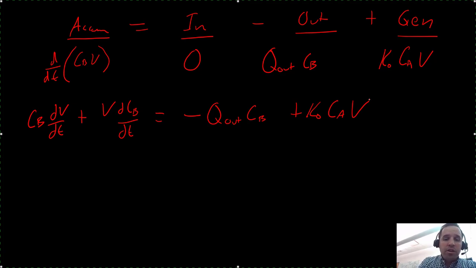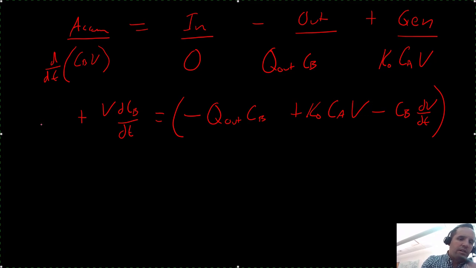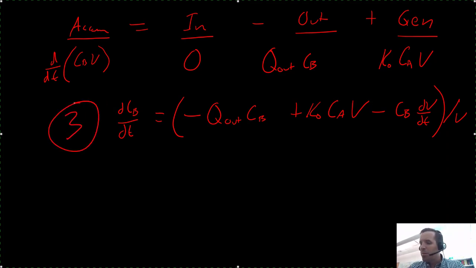All right, so we're going to want to do some similar rearranging here. We're going to subtract this term from both sides, and then divide both sides by volume. So that term is gone. And there is our third differential equation, our third material balance, if you will. So the volume balance is like our overall material balance, and then we have component balances for A and B.